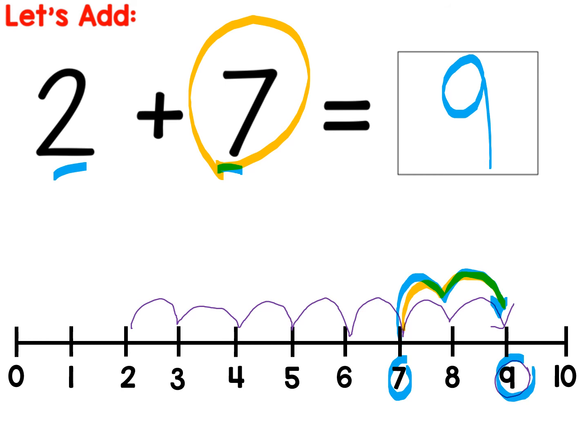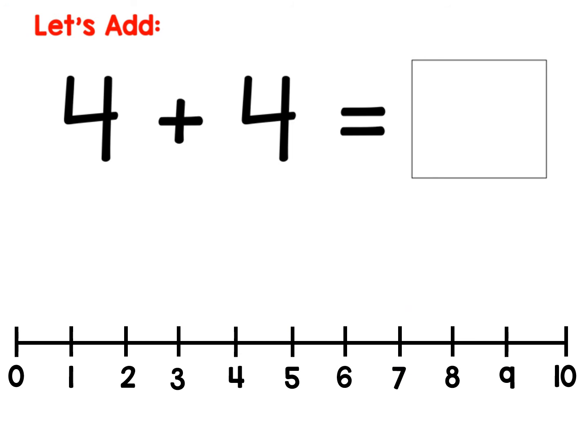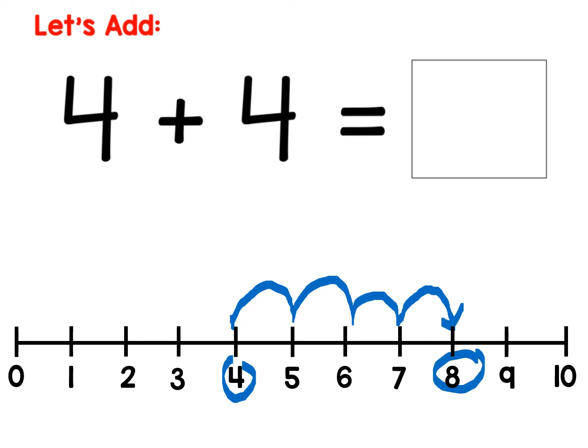All right, we're going to practice another one. 4 plus 4. Well, that's a doubles fact. Both of my addends are the same number. So I can start at either one. So I'm going to start at 4 and hop 4 more. We don't count it until we get to the next number. So here's 1, 2, 3, 4. So our sum is 8.